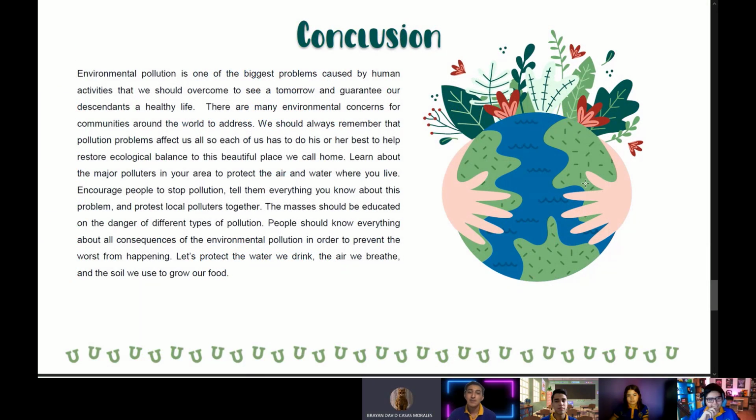Environmental pollution is one of the biggest problems caused by human activities that we should overcome to guarantee our descendants a healthy life. There are many environmental concerns for communities around the world to address. People should know everything about all the consequences of environmental pollution in order to prevent the worst from happening. Let's protect the water we drink, the air we breathe, and the soil we use to grow our food.